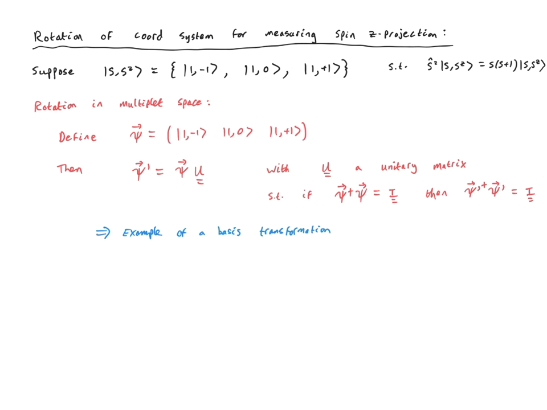As I explained in the previous lecture, we want this rotation matrix U to be unitary so that if psi dagger psi is equal to the identity matrix in the original basis, which is equivalent to guaranteeing the orthonormality condition, then psi primed dagger psi primed is equal to the identity matrix in the new basis. And that just follows from the property of the unitary matrix that U dagger U is equal to the identity.